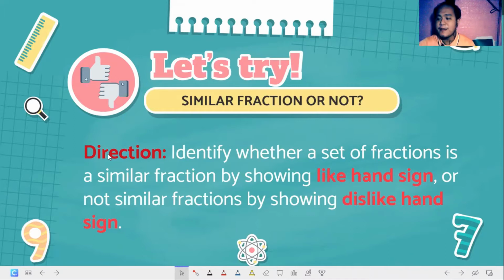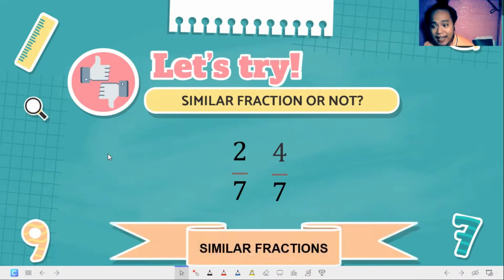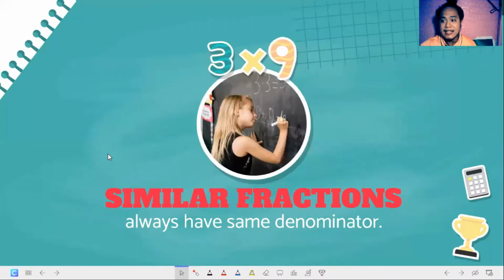Okay, let's begin. Number 1, similar fraction or not? I can see that all of you answered thumbs up. Then it is a similar fraction. Why do you say so? All right, because they have similar denominator. So it is indeed a similar fraction. Always remember that similar fractions always have same denominator.